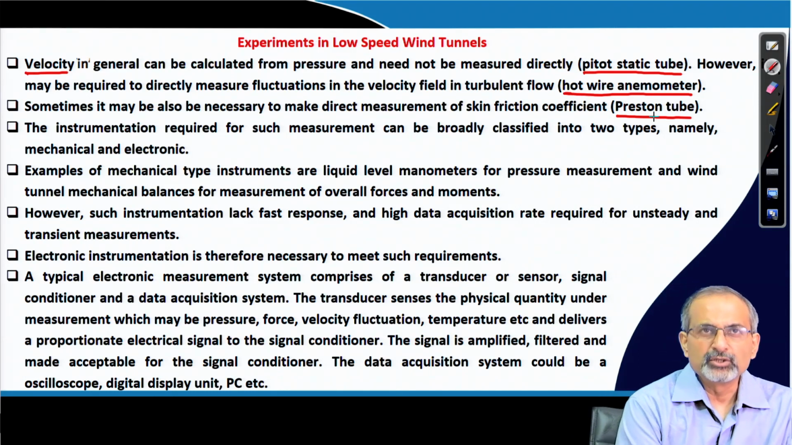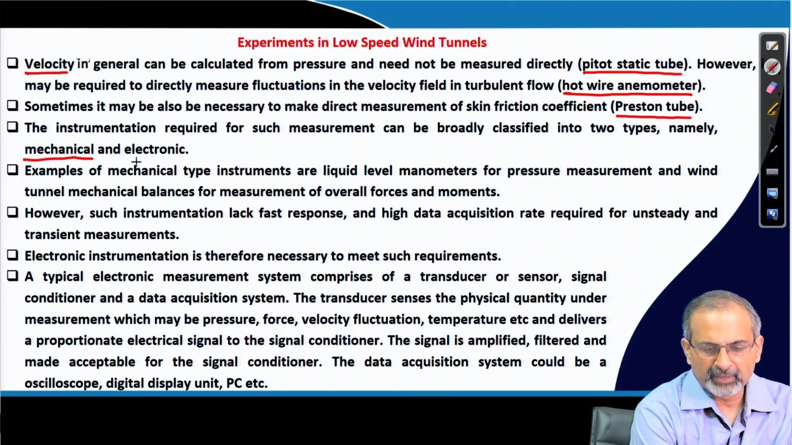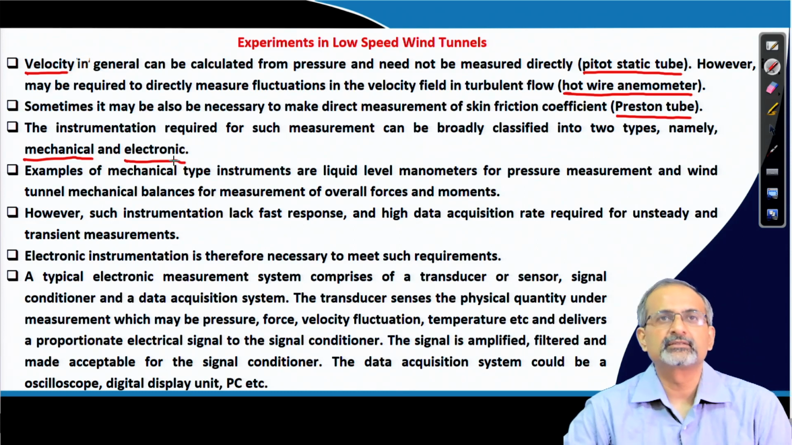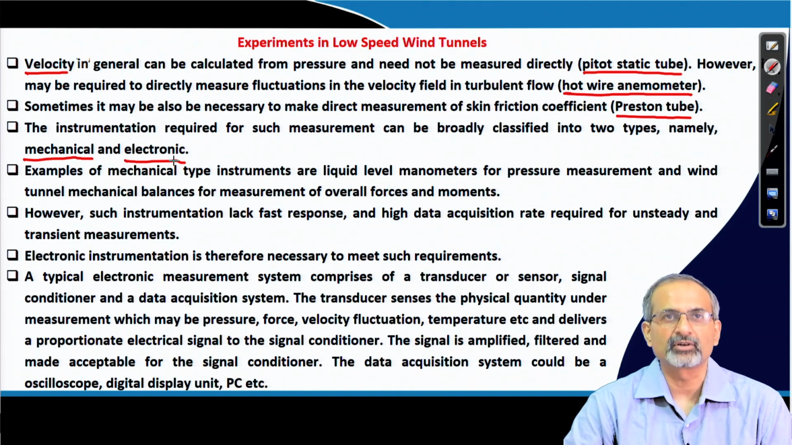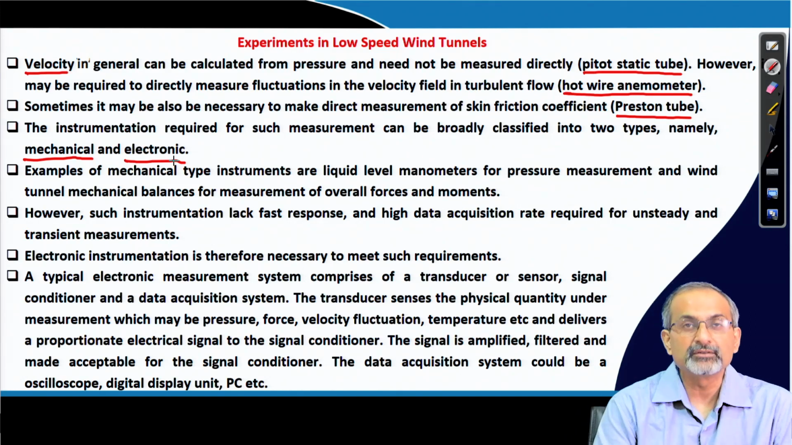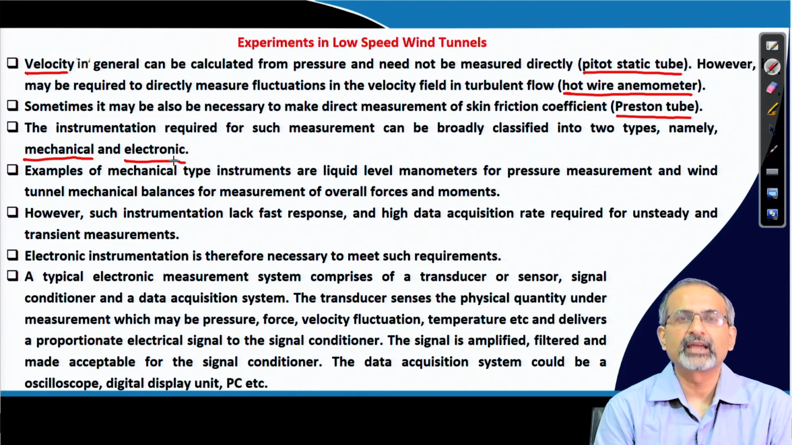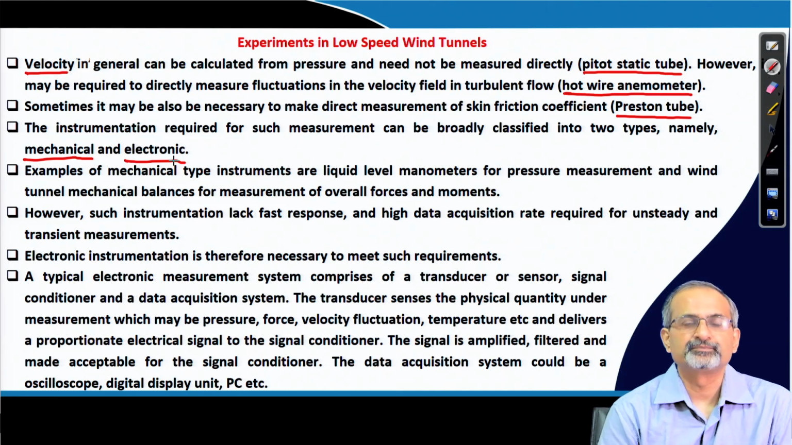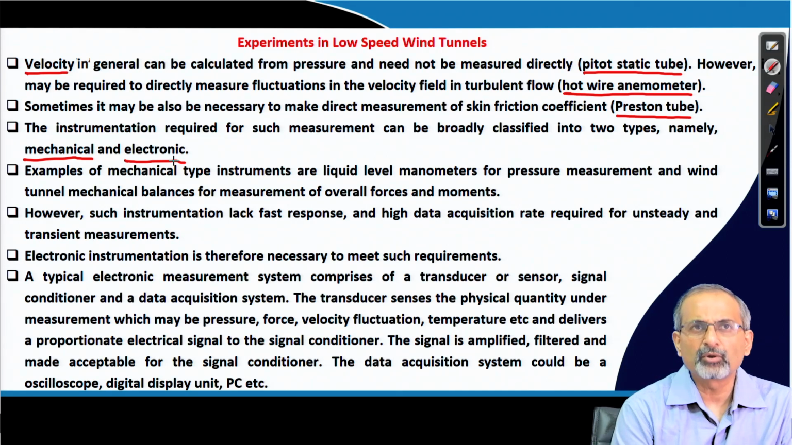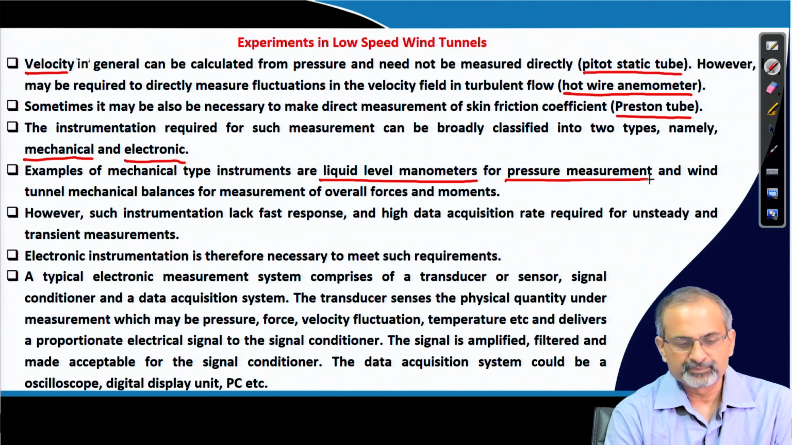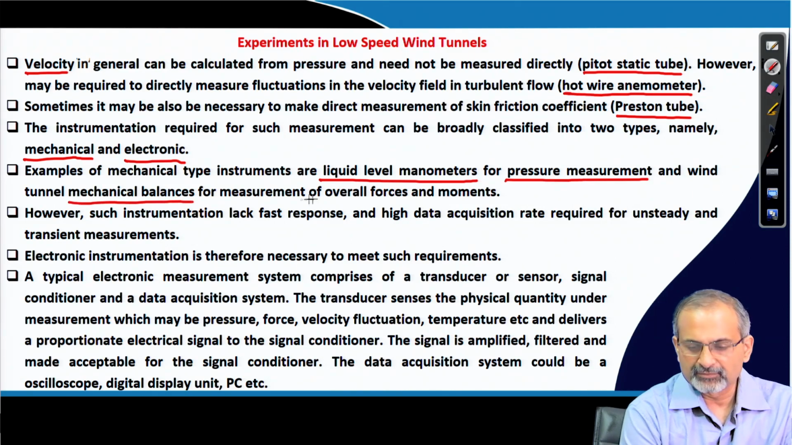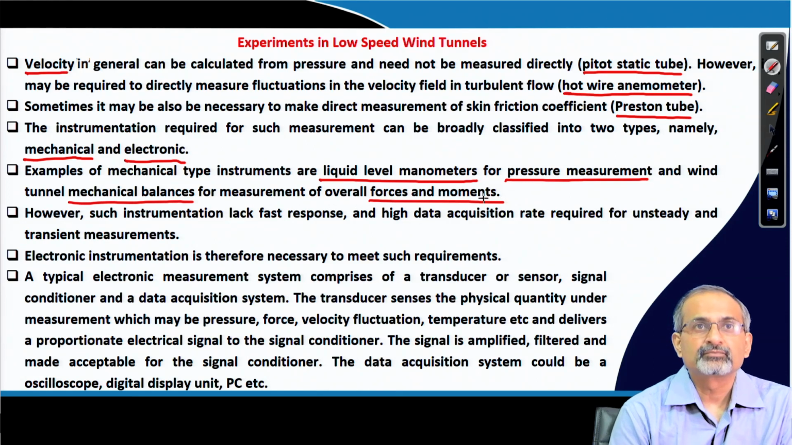The instruments that we use are broadly categorized into mechanical and electronic, which we have discussed in previous lectures also, and we have even segregated our discussion accordingly. We are trying to revisit many of the points here and gather the details together from the perspective of performing actual experiments. Examples of mechanical type instruments are liquid level manometers for pressure measurement, and mechanical balances for measurement of forces and moments.